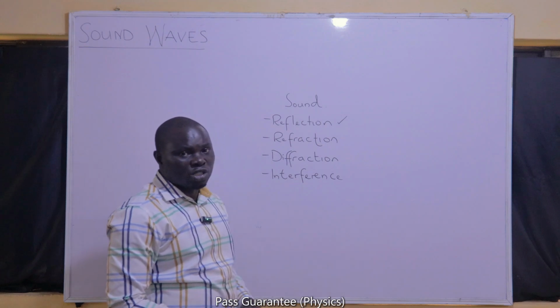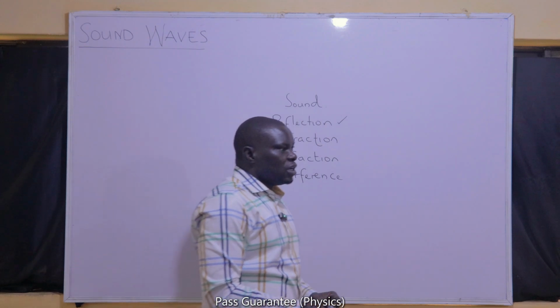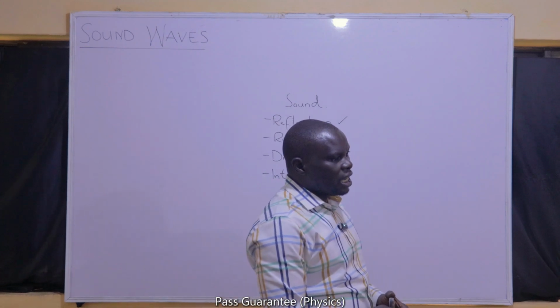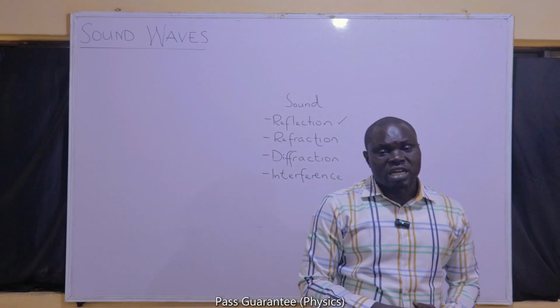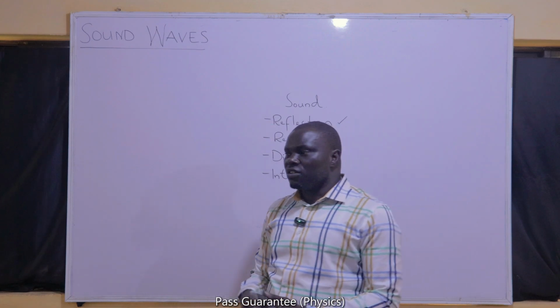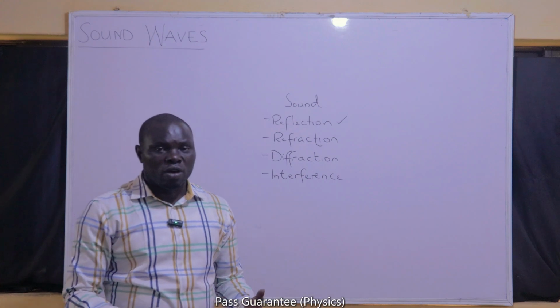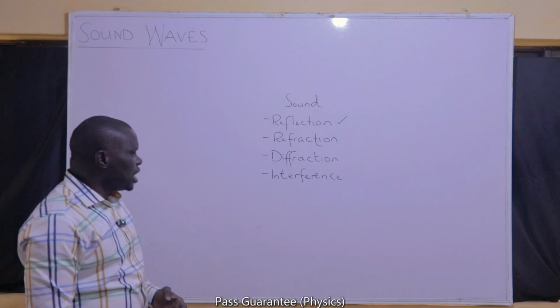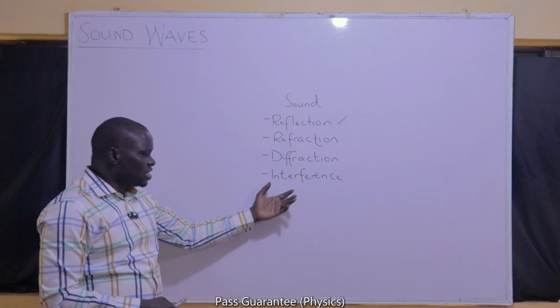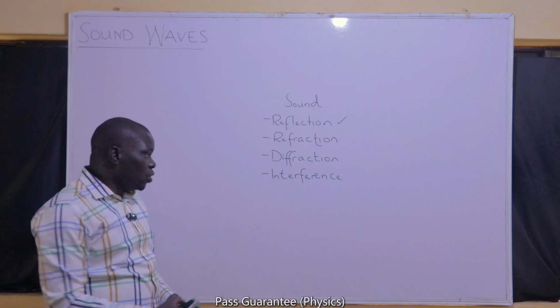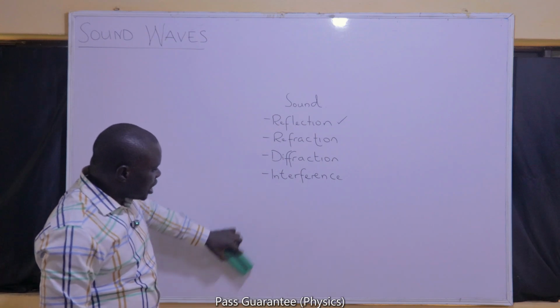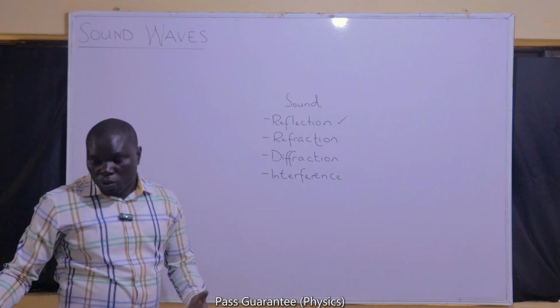Interference is the superposition of waves that are traveling in the same direction, having the same frequency, amplitude, and probably wavelength. If waves have the same frequency, amplitude, and wavelength, and they are moving in the same direction, they can undergo interference. So sound can also undergo interference because it is a wave.